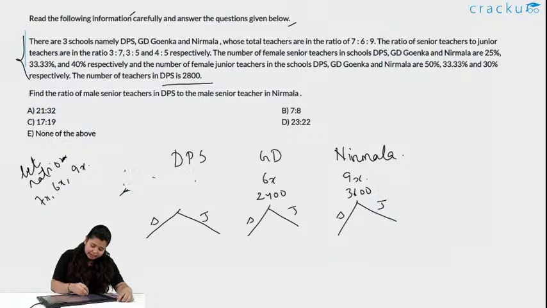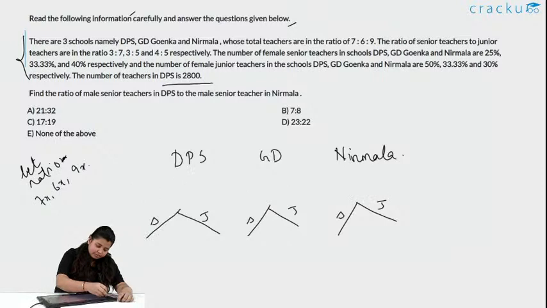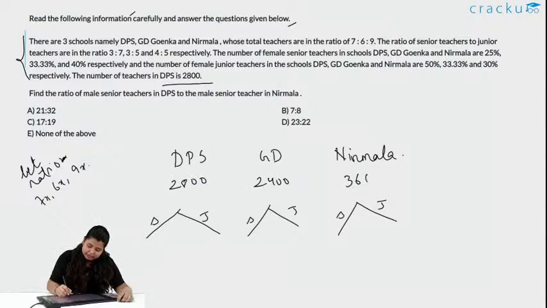Let me write it clearly here, so that we can make this chart clear. This is 2800, this is 2400 and this is 3600. This information we got from the last line and the first line.